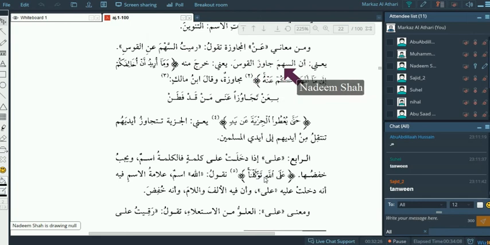Shaykh explains, يعني أن السهم جاوز القوس. The arrow went beyond the bow. Meaning, خرج منه, meaning that it exited from it.